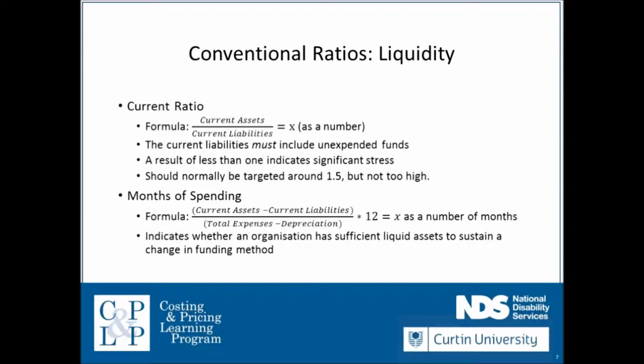Clearly, current assets minus current liabilities divided by total expenses minus depreciation is the formula that's identified here. The reason we take depreciation out of the mix, of course, is because we're looking at months of spending. In other words, how much cash do we need to be able to operate our organisation for a month, and then how many months have we got available to be able to push this forward. Total expenses is for the year, so you take current assets minus current liabilities, and total expenses for the year gives you that calculation.